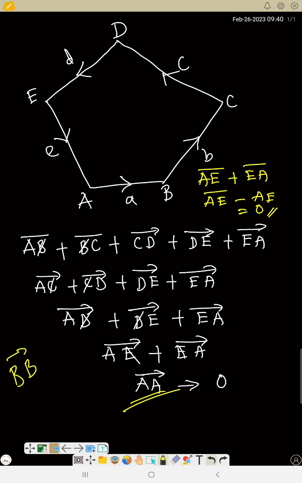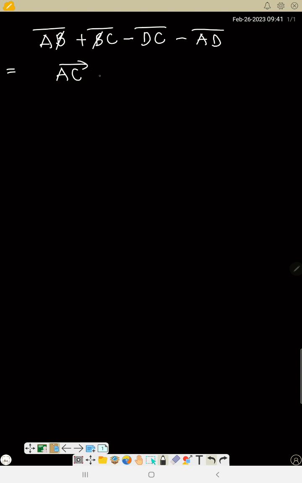So now let's say we have this. Find the vector sum of these vectors. Let's say I have AB plus BC minus DC minus AD. Now find the vector sum here. I can see that AB plus BC is AC, minus DC, minus AD.